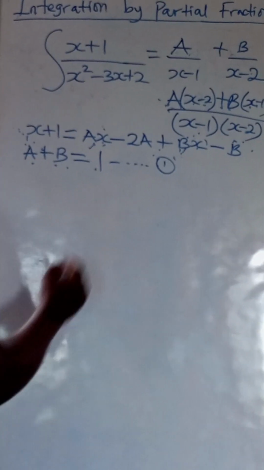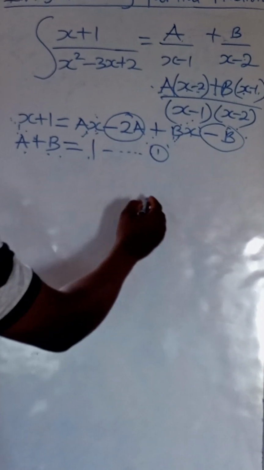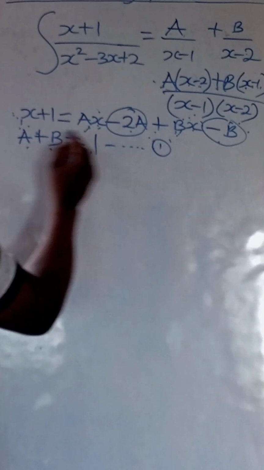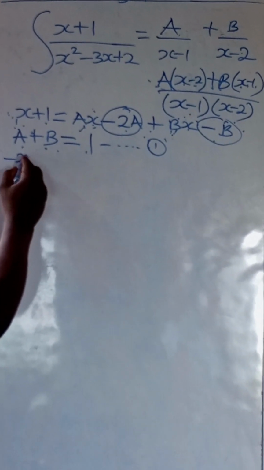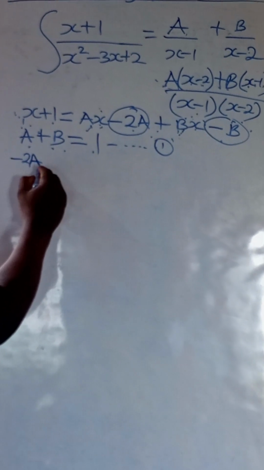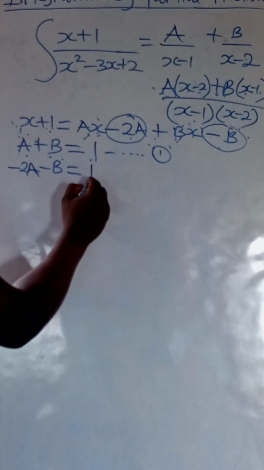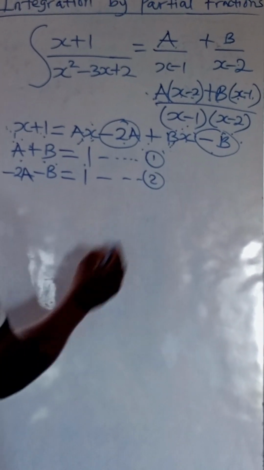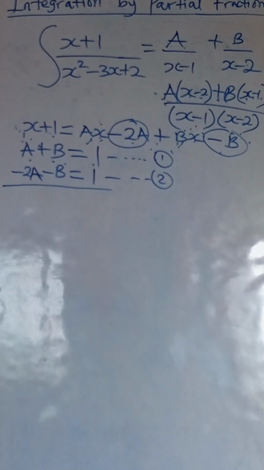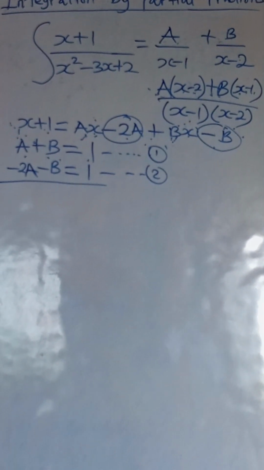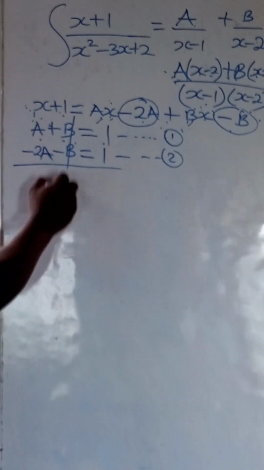Now the next thing to do is to look at this minus 2A as well as this minus B. I will now equate these two with the constant value, which is 1 here, which gives minus 2A minus B equals to 1. Then I call this equation 2. Now I'm going to solve these equations simultaneously using the elimination method. Look at it here, the coefficients of B are equal. It can be easily eliminated.